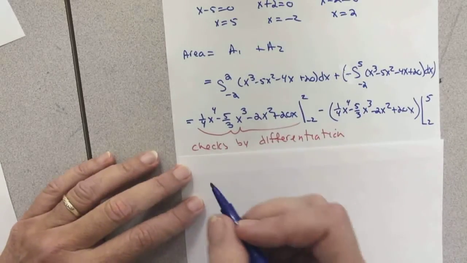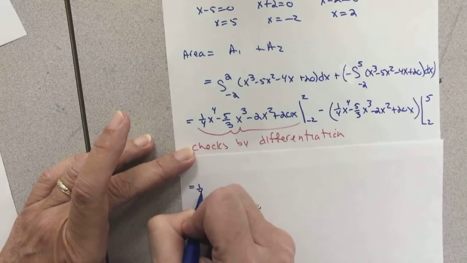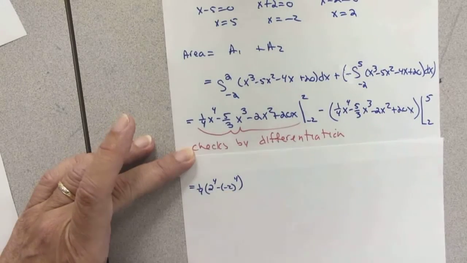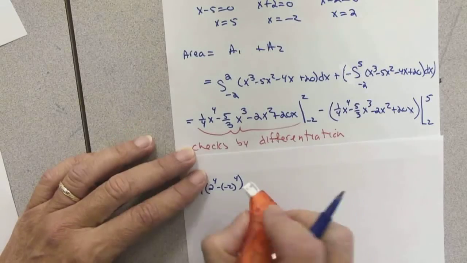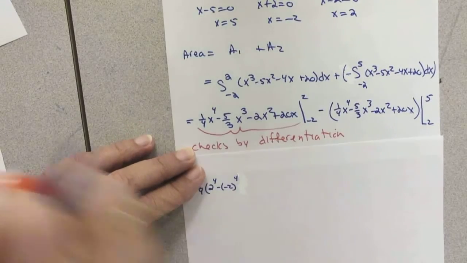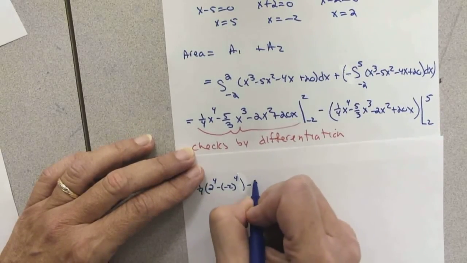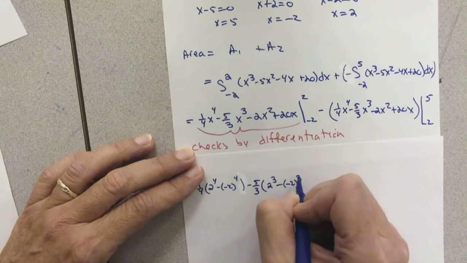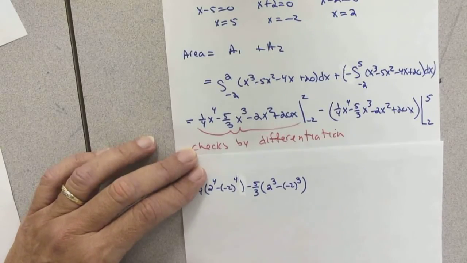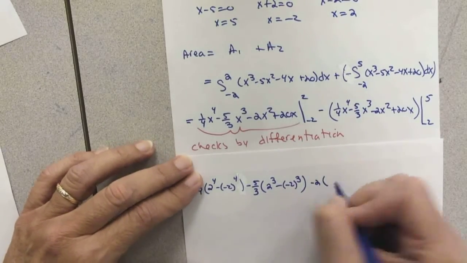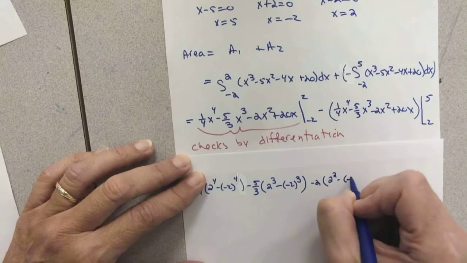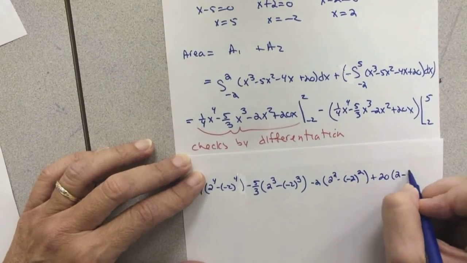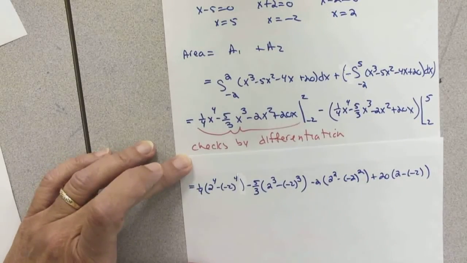I prefer to work term by term. So it's going to be 1/4, 2 to the 4th, minus negative 2 to the 4th. Plug in the upper limit, plug in the lower limit, and subtract. Minus 5/3, 2 cubed, minus negative 2 cubed. Plug in the upper limit, plug in the lower limit, and subtract. Minus 2 times 2 squared, minus negative 2 squared. And then plus 20 times 2 minus negative 2. So that's the whole first one.